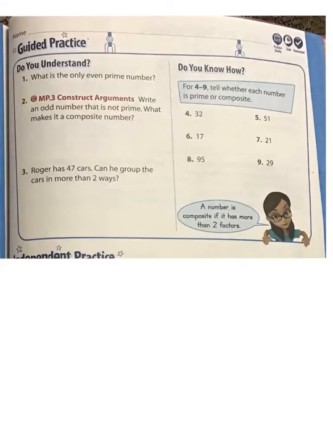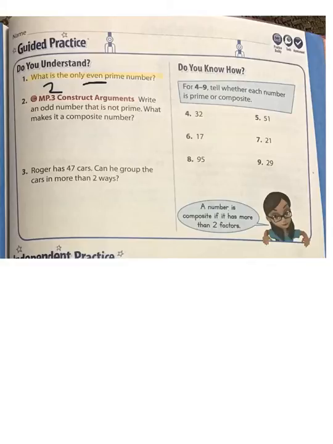Let's do the guided practice together. Number 1, what is the only even prime number? Well, the only even prime number is the number 2 because the only factors of 2 are 1 and 2. All other even numbers will have a factor of 2.